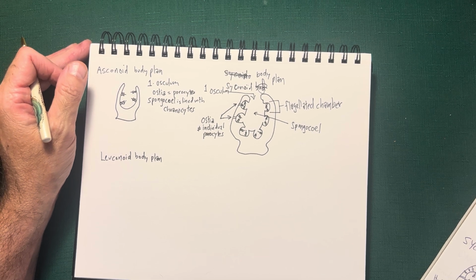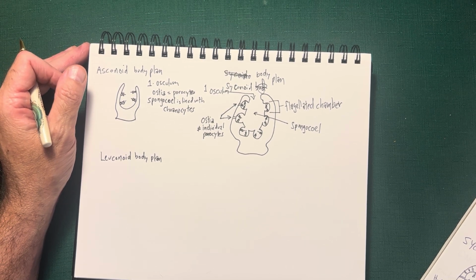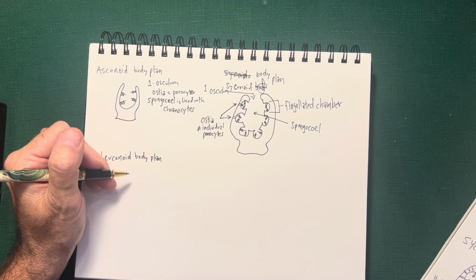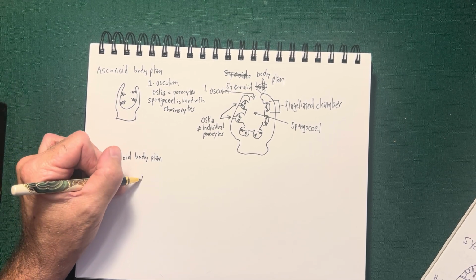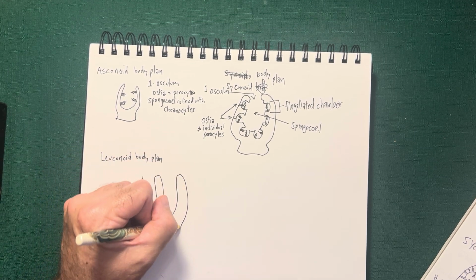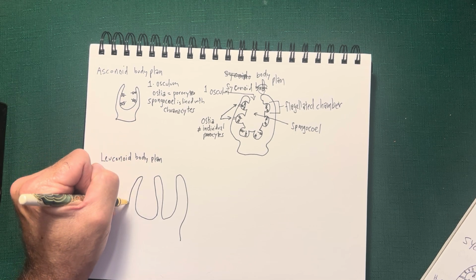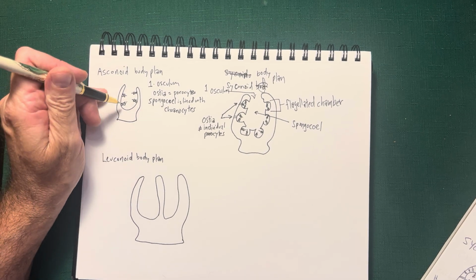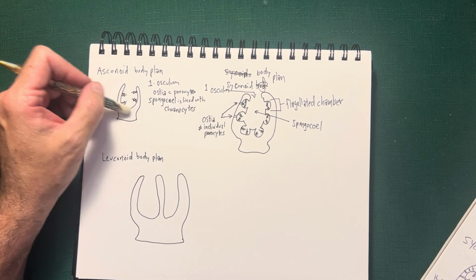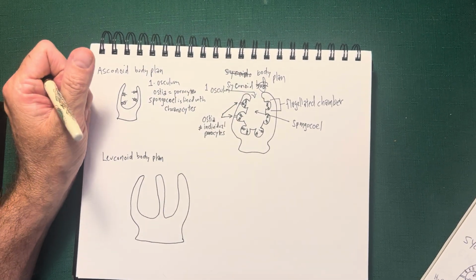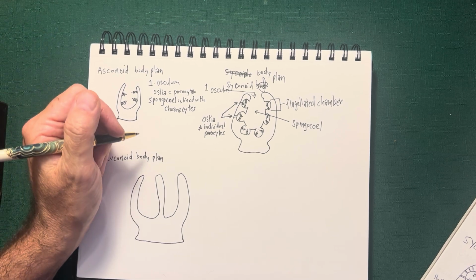The leuconoid sponges are the most complex. I'm going to draw it kind of like this. Remember, if you will, that these are cross sections, so this is a two-dimensional representation of a three-dimensional thing. So this is not a U shape, it's a vase shape. And this is a vase shape with a bunch of vases lining the larger vase.